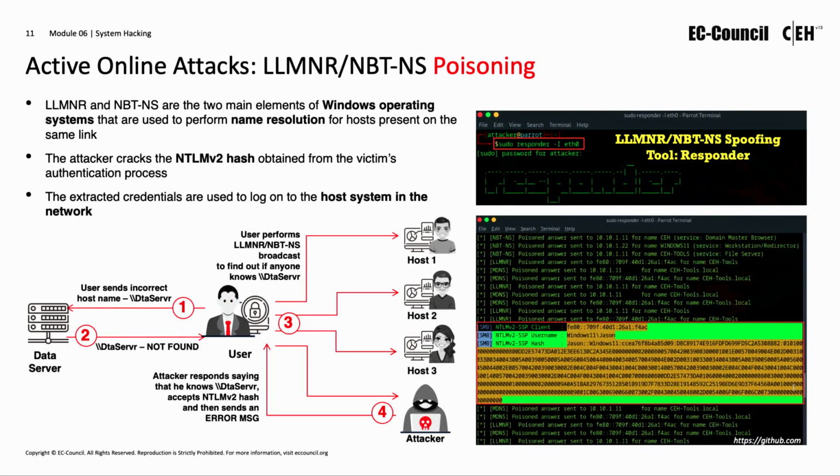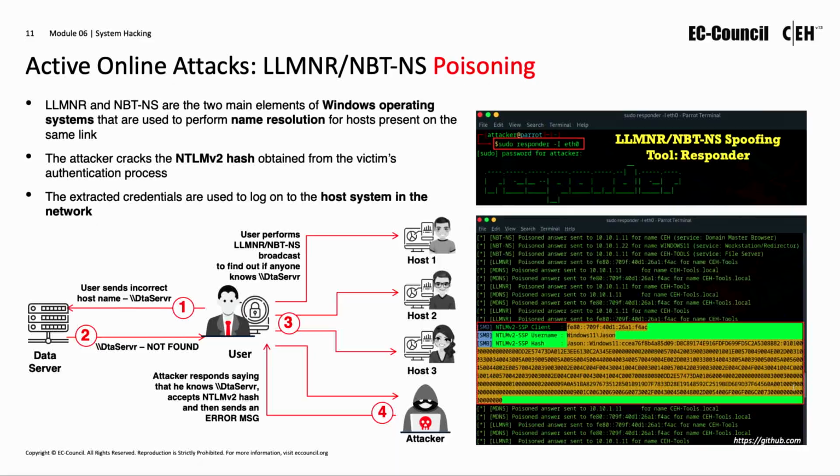And so we'll see that there are many variants of this, and we'll get into that in just a few minutes. All right, so I want to talk to you about another variant of this. It's sort of similar, but in this case, what we're doing is we're grabbing the hash, and then we're using that to exploit the system. This is called an LLMNR NBT-NS poisoning attack. LLMNR is Link-Local Multicast Name Resolution.